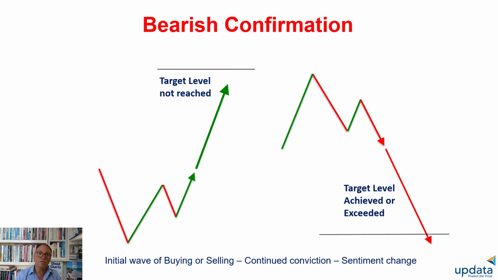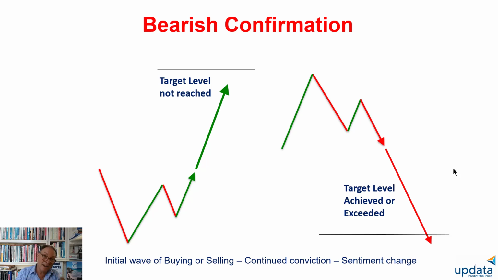And of course, the reverse is true for bearish confirmation. An upside target not being reached is bearish, and a downside target reached or exceeded is bearish confirmation. So the key thing is continued conviction failed here. For whatever reason, the sentiment changed. We didn't get to the potential here. For whatever reason, actually, the bearishness just increased. And so when we look at the targets, are they being met or are they being exceeded?